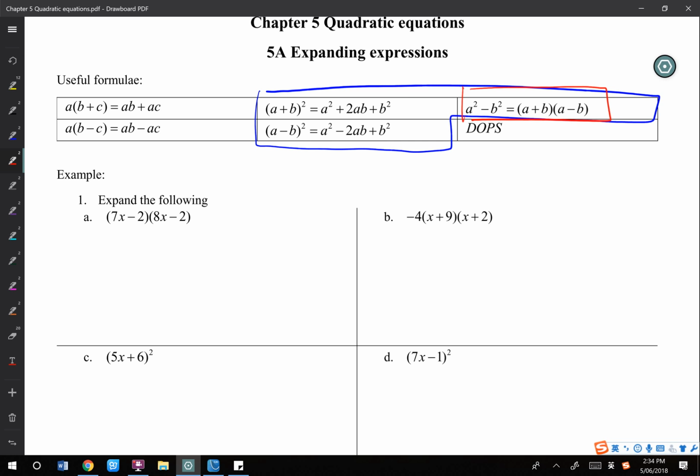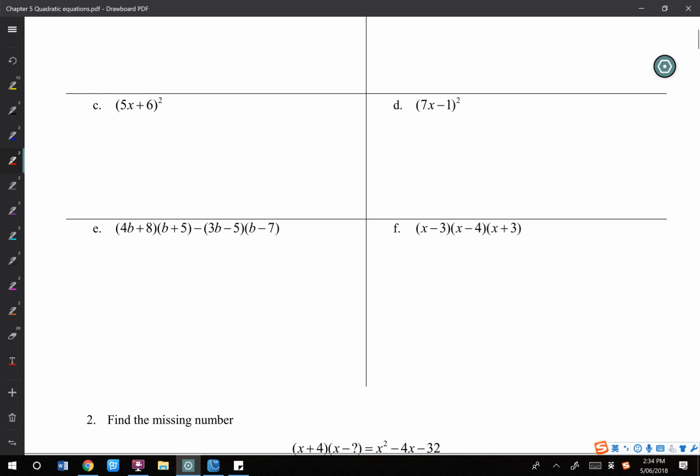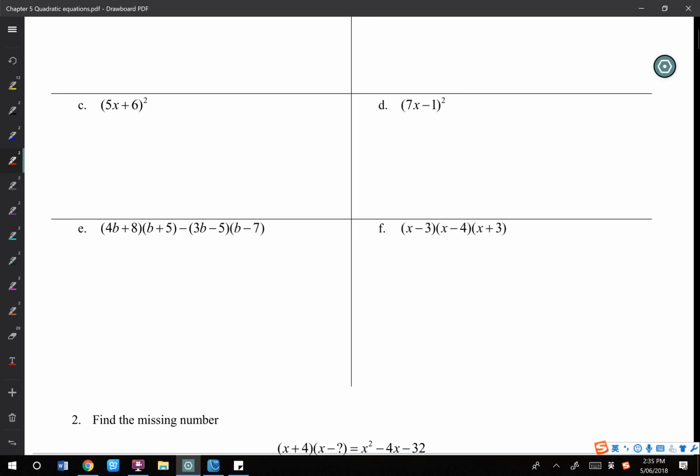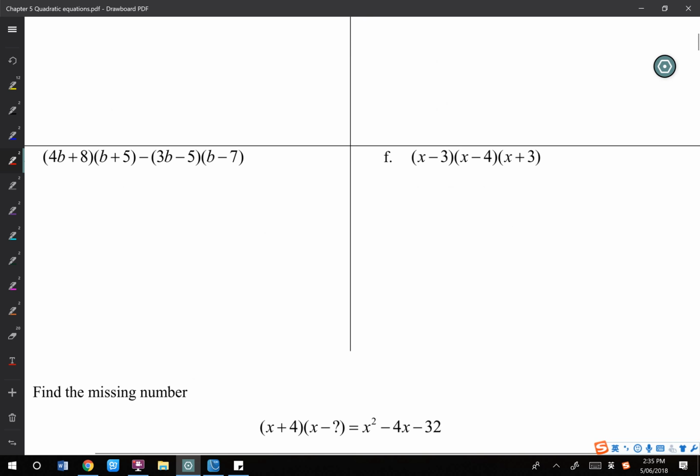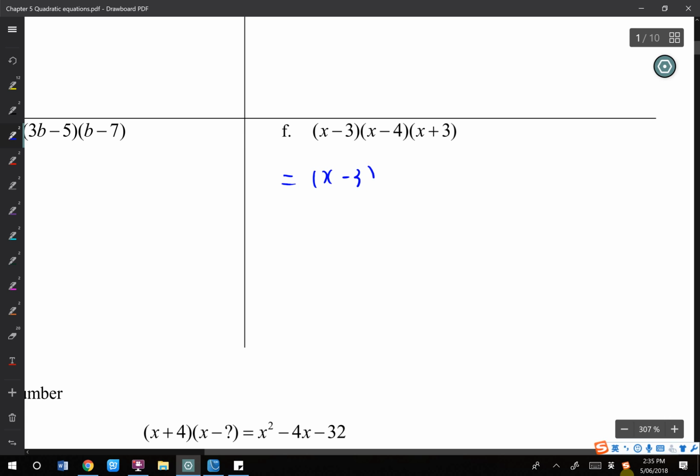This is helpful to do expansion. Also, it's helpful to do factorization. I'm not interested in questions A, B, C, D, E, but the one I'm interested in is F. You have three brackets, but I can find the answer anyway, I will just rearrange it. Why rearrange it this way?